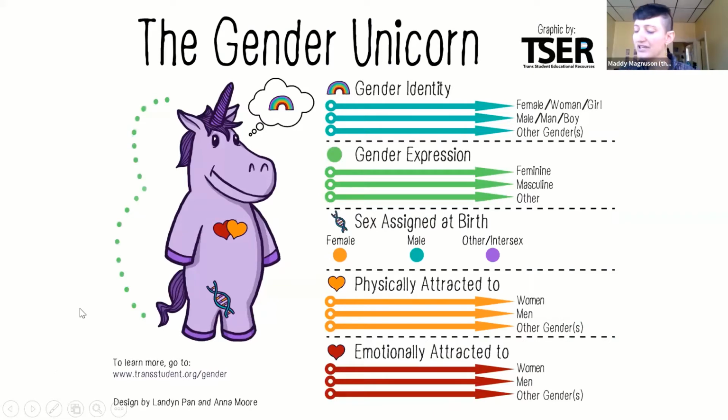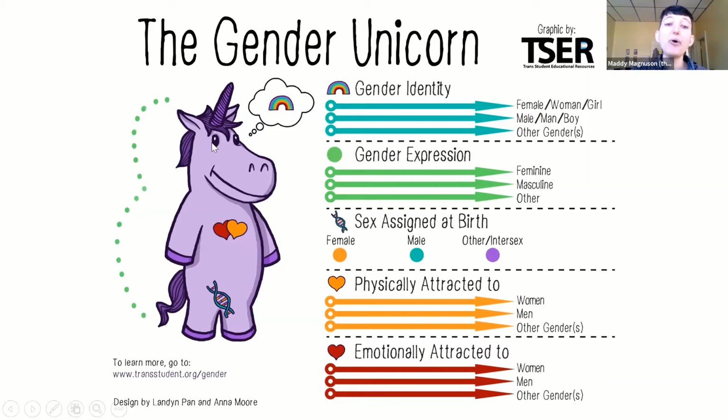Now we're going to jump into some basic concepts, so when we're talking about LGBT people, we can have a common understanding of what we mean, right? This is a picture of a unicorn. You might have seen a similar picture called the genderbread person. It's the same kind of thing. It's helping us explain what these different concepts are.